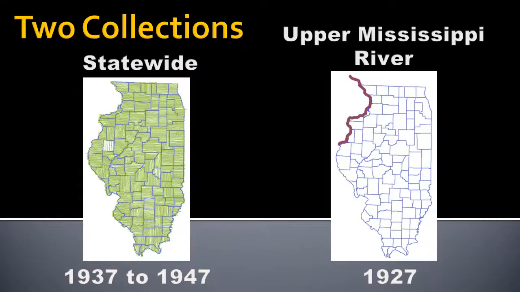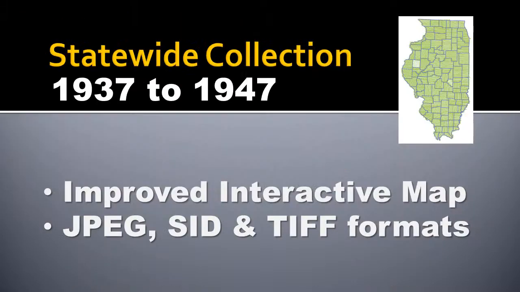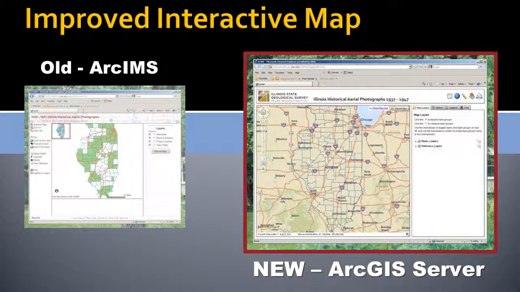available. So the first collection is a statewide collection, and the years run from 1937 to 47, and each individual county is a different year. And the second collection is for the Upper Mississippi River from 1927. The collection that's statewide has a new improved interactive map. The other collection doesn't have an interactive map yet. And then we have JPEG and SID, which are compressed, and then the TIFF is an uncompressed format.